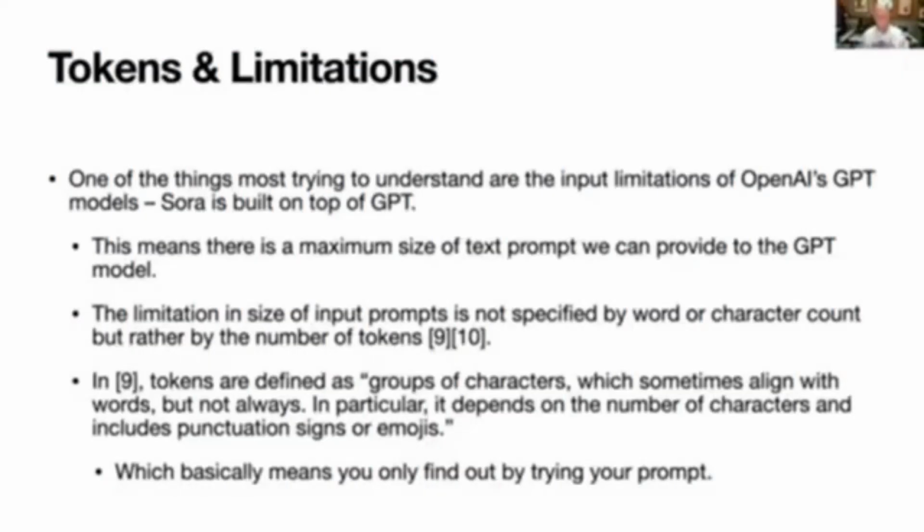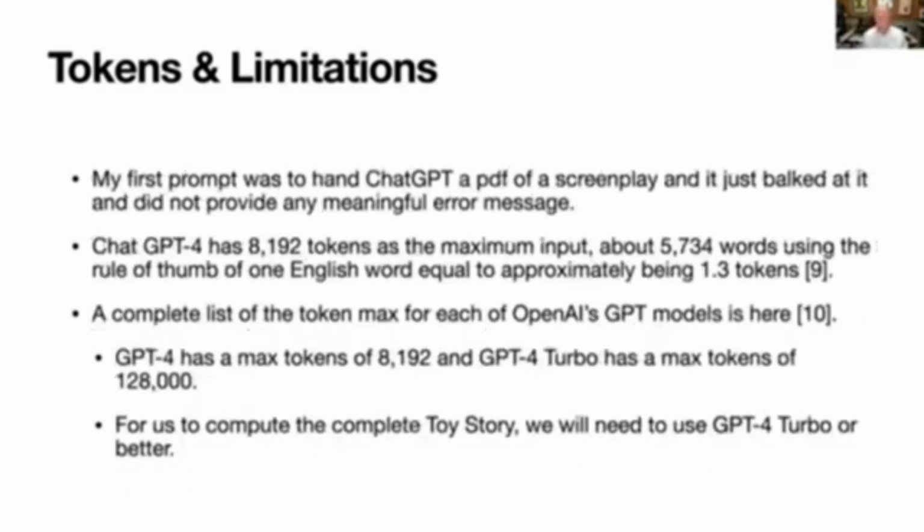Got it. Now, let's talk about tokens and limitations. One of the things most trying to understand are the input limitations of OpenAI's GPT models. Sora is built on top of GPT. This means there is a maximum size of text prompt we can provide to the GPT model. The limitation in size of input prompts is not specified by word or character count, but rather by the number of tokens. In reference 9, tokens are defined as groups of characters which sometimes align with words, but not always. In particular, it depends on the number of characters and includes punctuation, signs, or emojis, which basically means you only find out by trying your prompt.